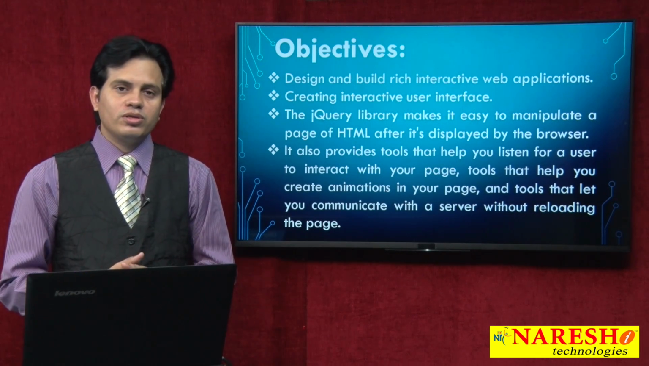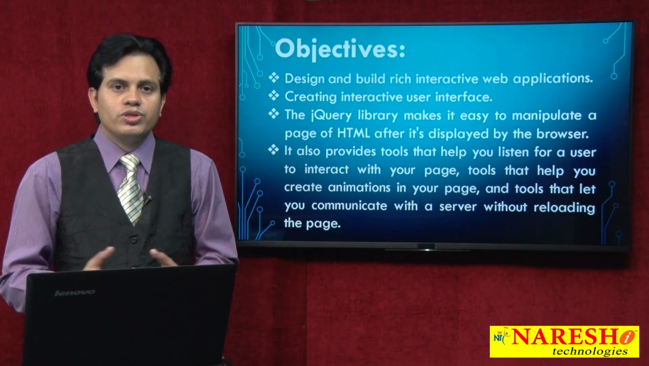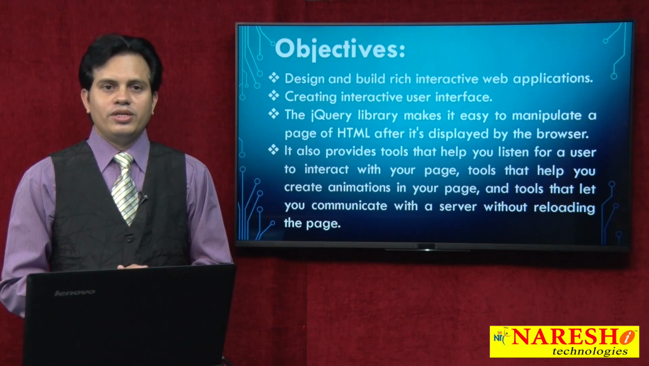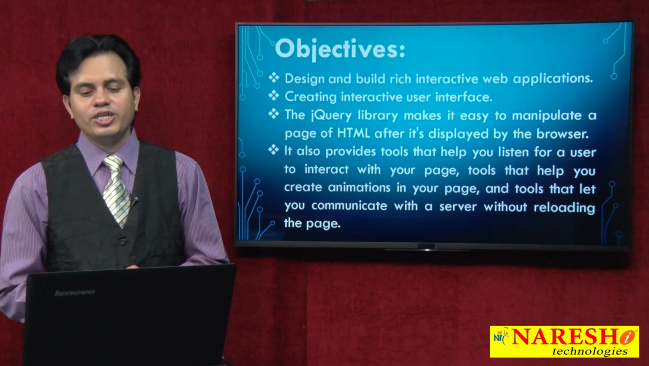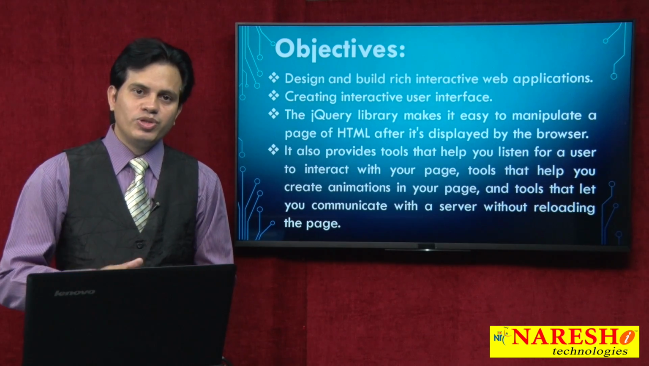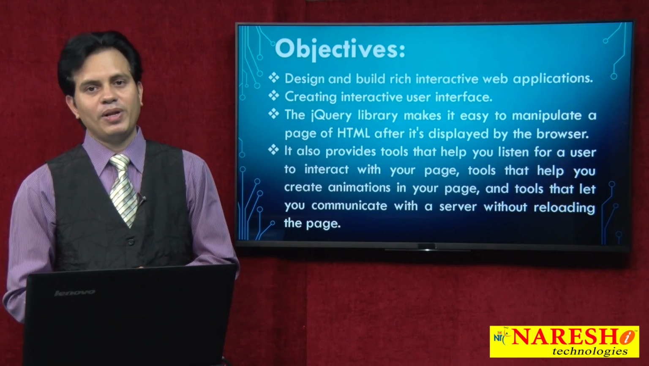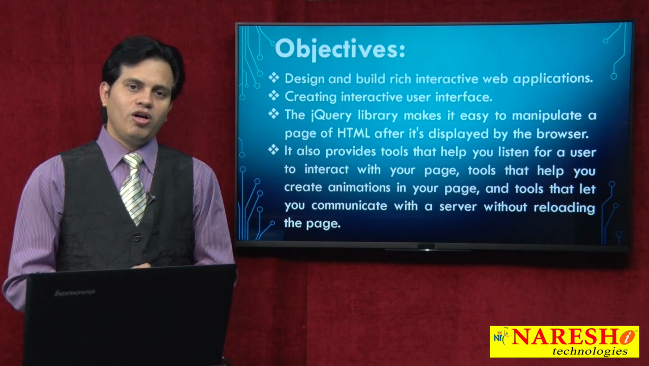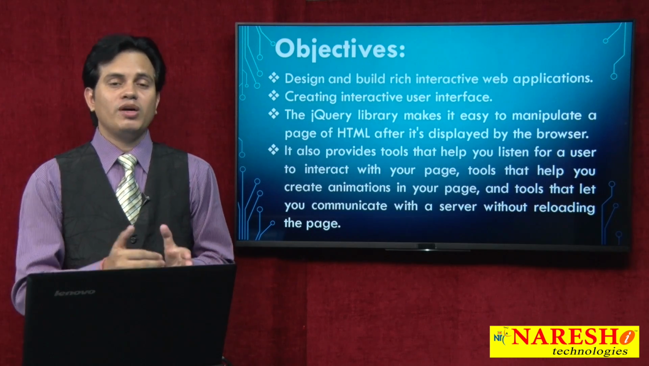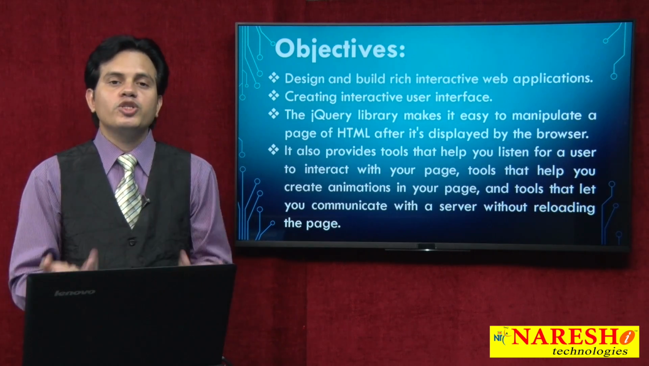Now let us discuss the objective of jQuery. For what objective should I use jQuery in my website development? It is used to design and build rich interactive web applications, creating an interactive user interface. The jQuery library makes it easy to manipulate a page of HTML after it is displayed by the browser. Once the page comes from the server and is displayed by the browser at the client side, it is easy to manipulate.